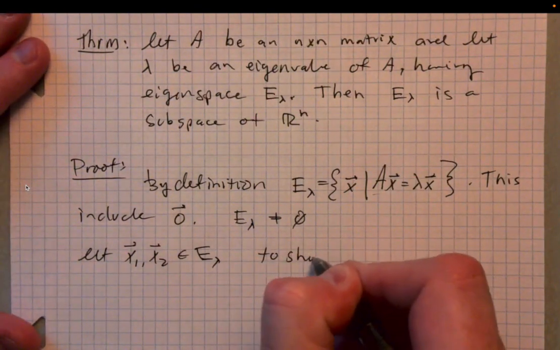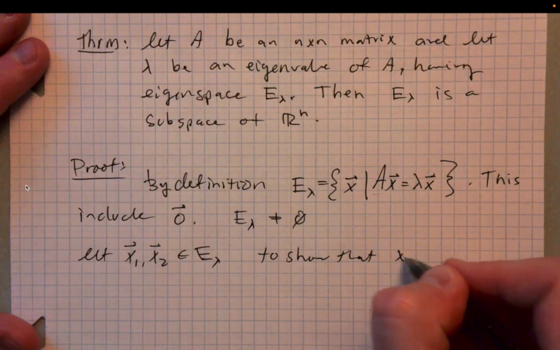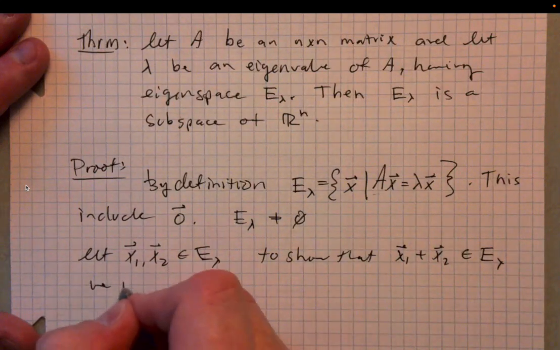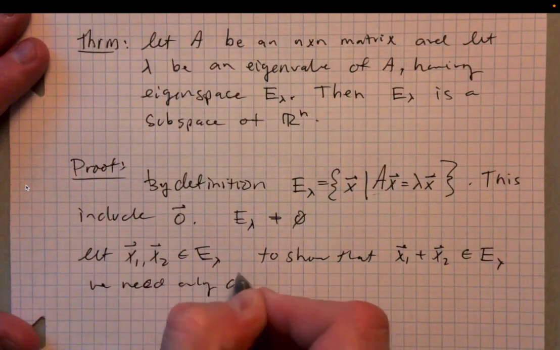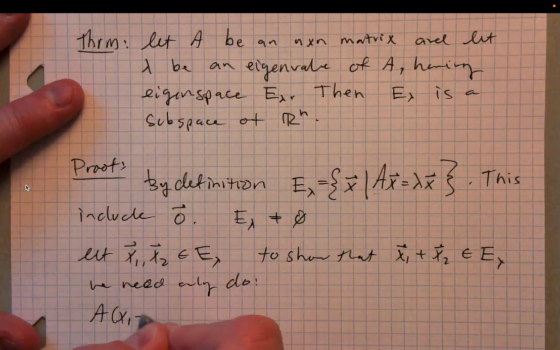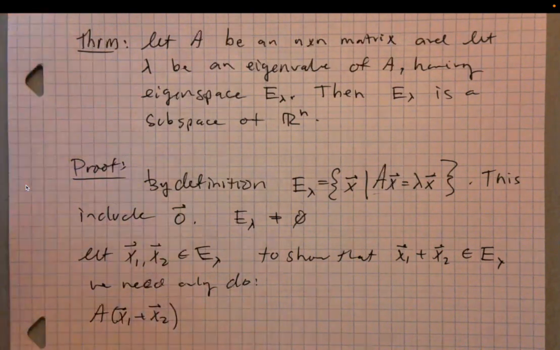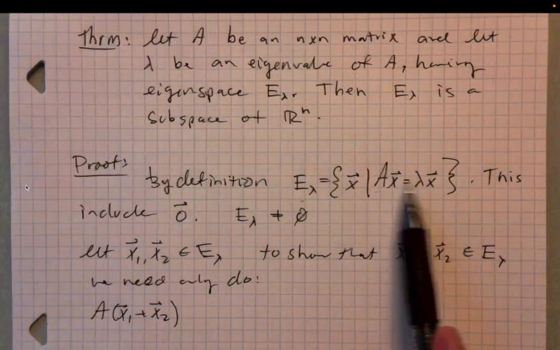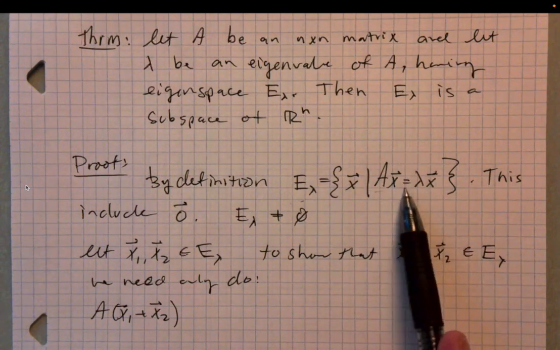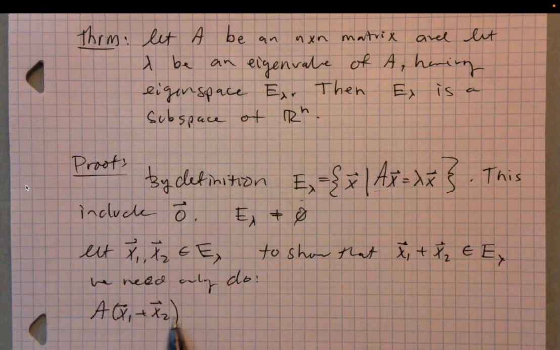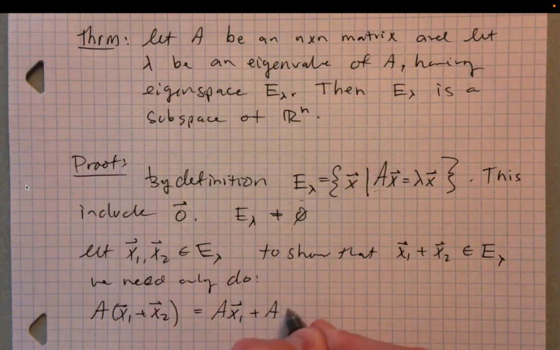So to show that x1 plus x2 is in E lambda, we need only do what? Well, start with this. Remember the definition of the eigenspace is that any vector that fits this form must be part of the eigenspace. So let's start with this and see if we can get to this. So A times the sum of x1 and x2. Well, we can distribute, like so.